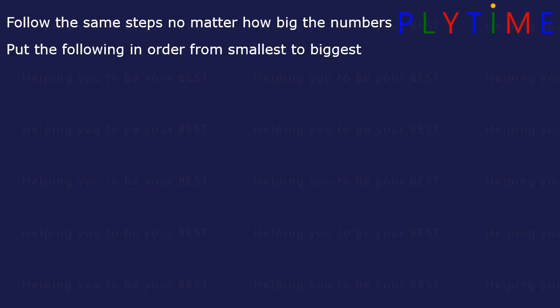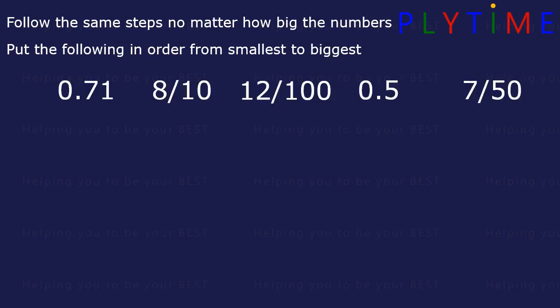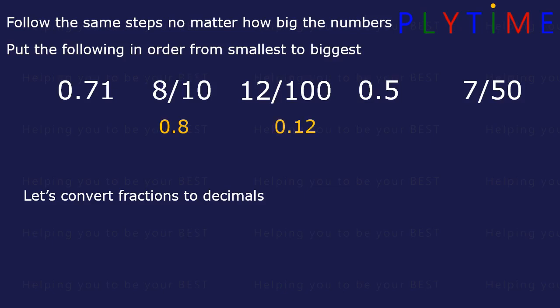Put the following in order from smallest to biggest. We have decimals and fractions. Let's convert the fractions to decimals. So 8/10 is the same as 0.8. 12 hundredths is 0.12. Then we've got 7/50ths.